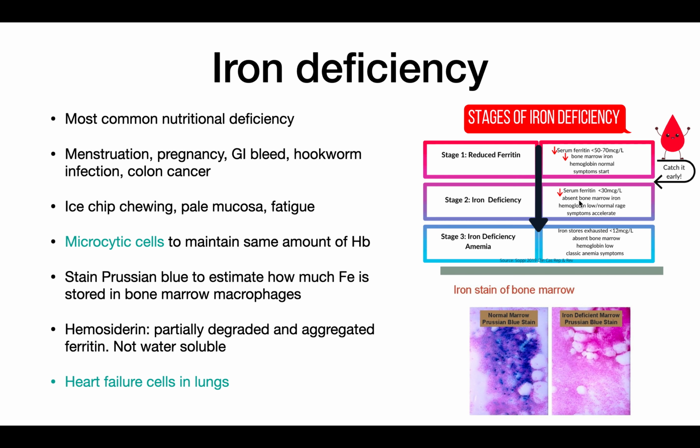In this phase, or stage 2, the bone marrow is going to be depleted, and the hemoglobin in the peripheral blood is actually starting to show signs of the deficiency. In stage 3, there's going to be complete absence of the bone marrow. It's going to be a dry tap, as you can see, and the iron stores are completely exhausted. And now you present with anemia symptoms along with ice chip chewing. This is actually one of the hallmarks of iron deficiency.